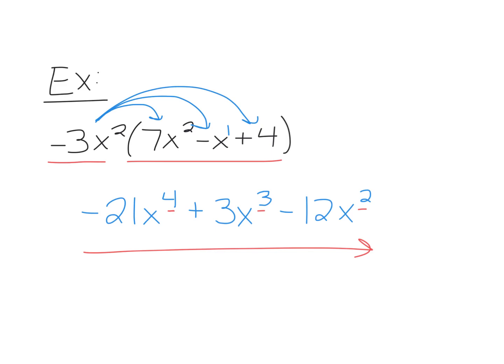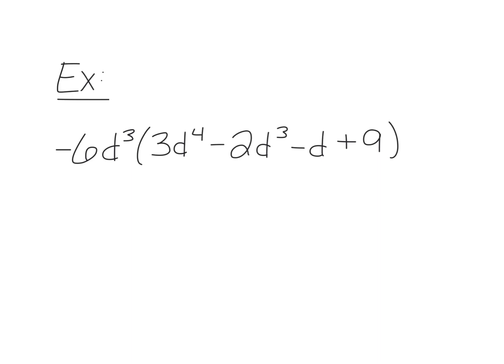Go ahead and try this one. So multiplying a monomial times a polynomial, what do we have to do? What are we doing with that monomial? Distributing, so we have negative 6d to the 3rd times 3d to the 4th. Multiply your numbers first. Negative 6 times 3. Negative 18. And then what's my new exponent? 7. Yep, add. And now the second one. What do we get for that one? Positive 12.